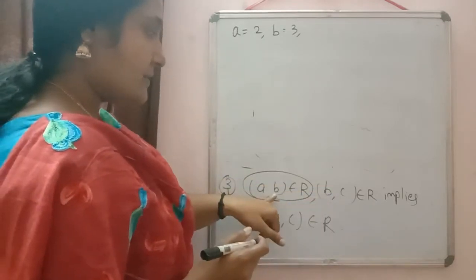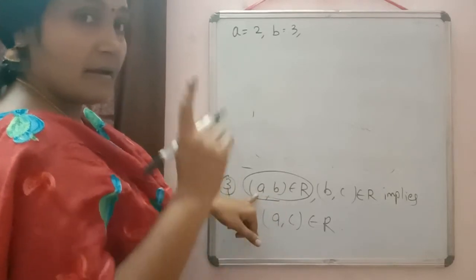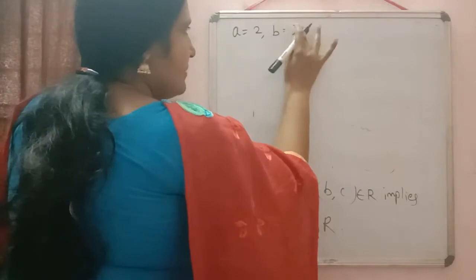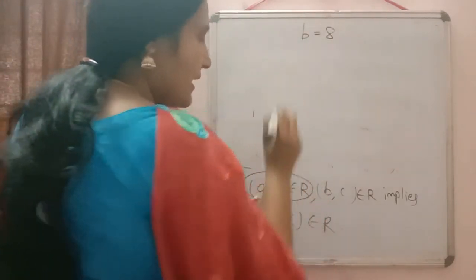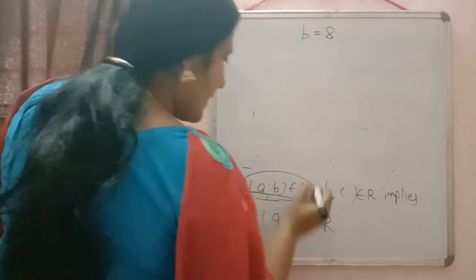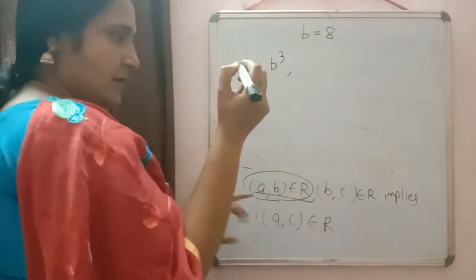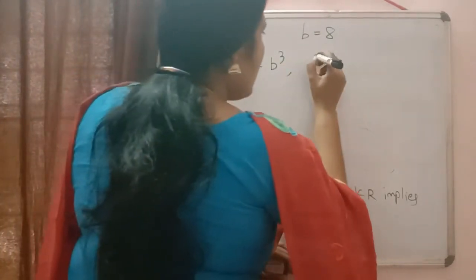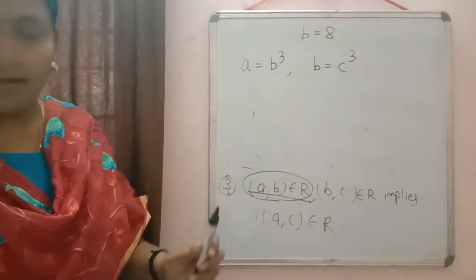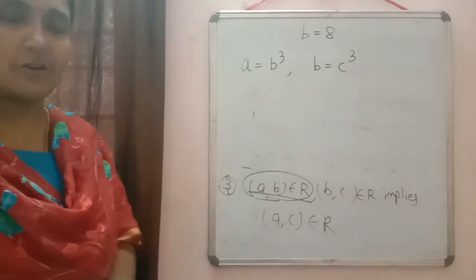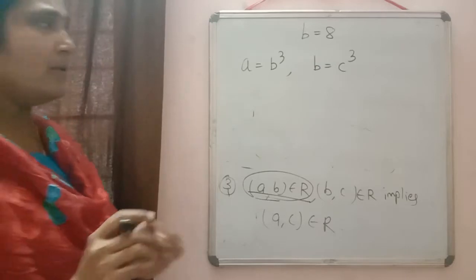So I am taking B is equal to 8, and here A is equal to what will come then? Cube. Correct? So if B is equal to 8, just take B is equal to 8. Why have I taken 8? Because if (A, B) belongs to R, it means A should be equal to B cube. And (B, C) belongs to R means B should be equal to C cube. So B should be a perfect cube. That's why I have taken B is equal to 8.